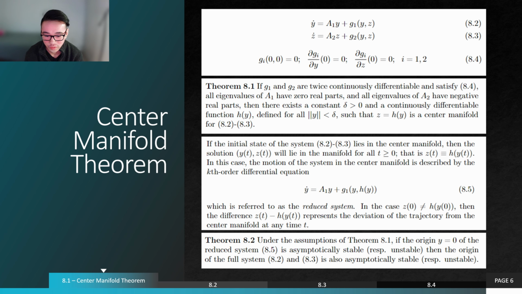Now this is particularly useful, especially with our theorem 8.2. Under the assumptions of theorem 8.1, if the origin y equals 0 of the reduced system is asymptotically stable, or respectively unstable, then the origin of the full system is also asymptotically stable, respectively unstable. What this means is we can determine the stability of the full system based on this smaller reduced system. At a glance, we can see theorem 8.1 works because changing coordinates does not change stability properties, and we follow a typical Lyapunov proof with comparison functions.